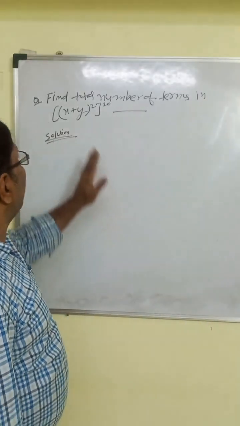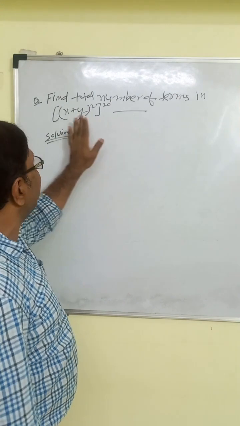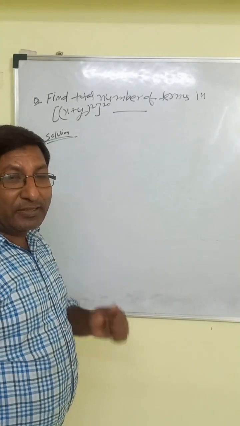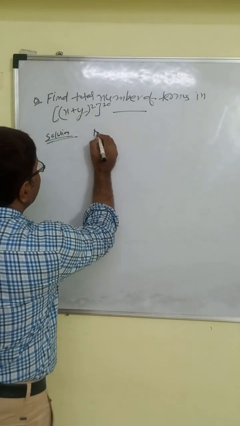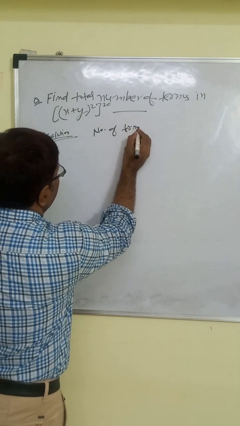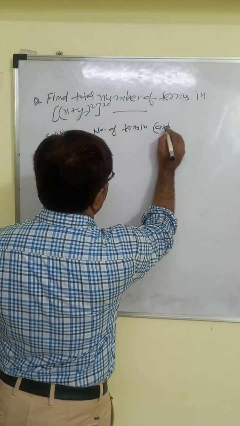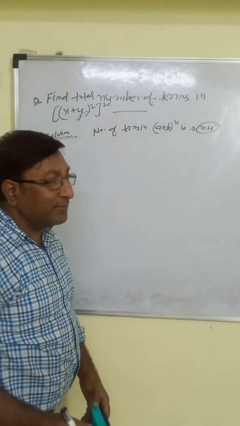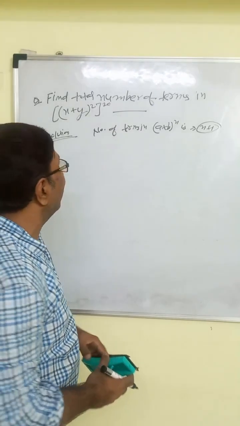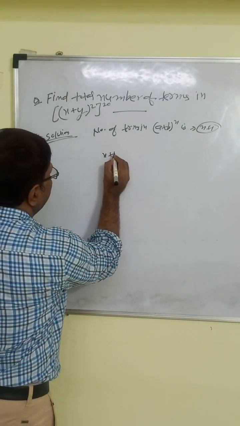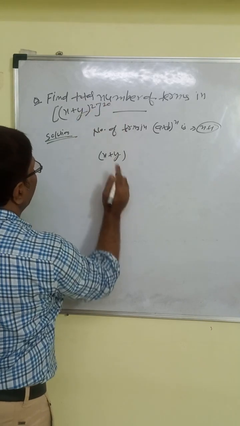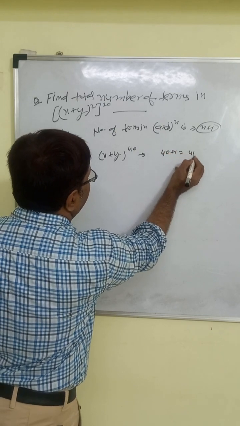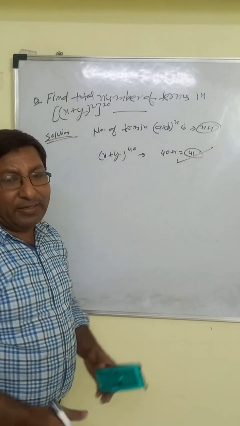Let us see the question. Find the total number of terms in (x plus y) whole square to the power 20. For this type of question, the simple technique is what? The number of terms in (a plus b) power n is n plus 1, where a and b are real numbers and n is an element of the natural numbers. Here it is given (x plus y) power 2 power 20. So it is 40. So our answer will be 40 plus 1, that is 41. So 41 is our correct answer.